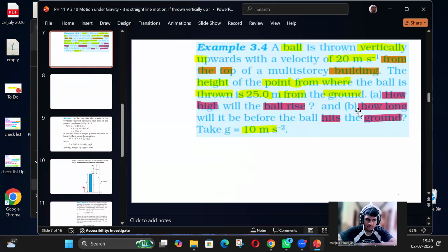Okay, just read this question. A ball is thrown vertically upwards with velocity 20 from the top of a multi-story building. The height of the point from where the ball is thrown is 25 meters above the ground. A, how high will the ball rise? B, how long will it take before the ball hits the ground? A simple question.